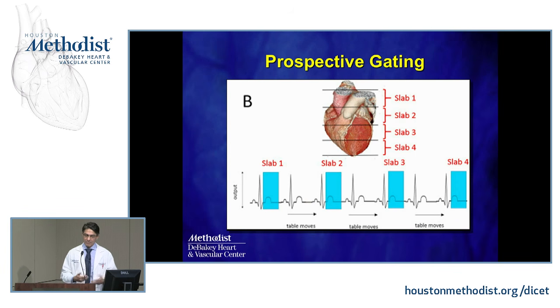So this was prospective gating. Now, benefits were the least amount of radiation of all the techniques. You only had radiation delivered during a certain portion of the cardiac cycle. Problems? 1 arrhythmia and it's a bad day. You're redoing the study.